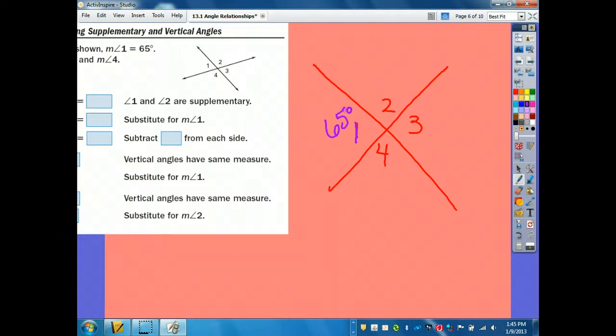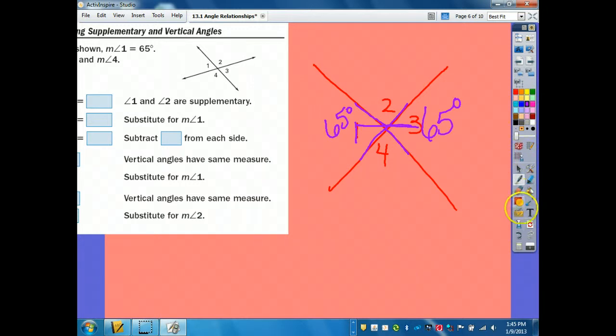Who wants to give me the easy one? And what do I mean by easy one? Amber: the one that's across, the opposite one. Ah, the one that's across from it, the one that's opposite of it, its vertical angle. Excellent. So which one is 65 degrees? 3. So we know number 3 is also 65 degrees because these two are vertical angles. They are equal.